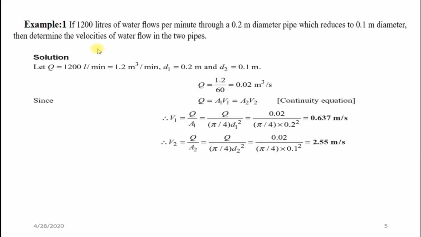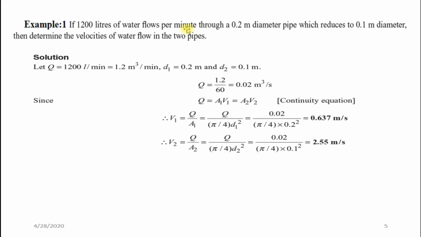Now we will see the first problem. If 1200 liters of water flows per minute through a 0.2 meter diameter pipe which reduces to 0.1 meter diameter, diameter is reduced from 0.2 meter to 0.1 meter, then determine the velocity of water flow in the two pipes. There are two pipes in this problem. One pipe having 0.2 meter diameter. The diameter reduces to 0.1 meter diameter. Then 1200 liters of water flows per minute is given. So time is given here.